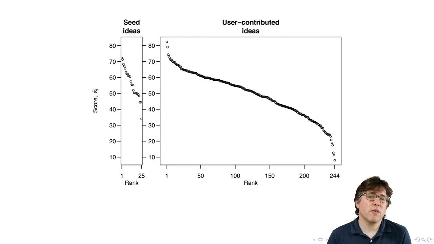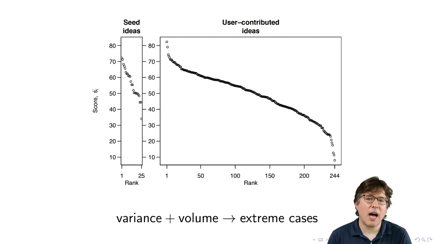So if you have a high variance data source, if all you care about is the extreme cases, then you want a high volume, high variance data source. Often we think of variance as a bad thing, something to try to minimize or avoid. But if you have the ability to sort through this high variance, high volume data stream, and in this case that is provided by the users themselves, then you really want to be open to all of these ideas, because within this huge pile you're going to find a few ideas that are really, really excellent.